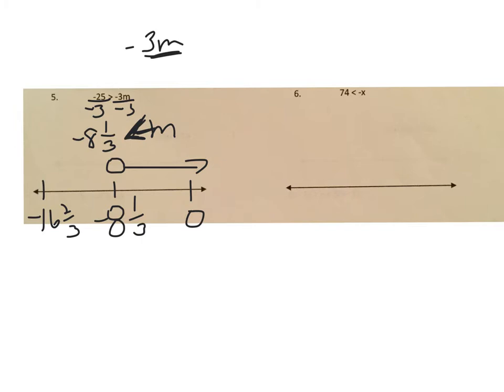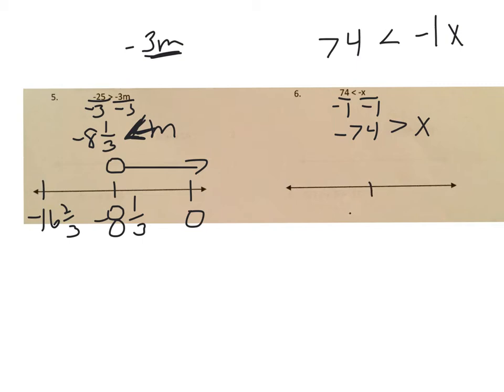Number 6, you need to see this as 74 is less than, and that's a negative 1x. Remember, that is 1x. You just don't have to put the 1. So this is just dividing by a negative 1. When you divide by a negative, remember that flips the sign. So negative 74 is now greater than an x.